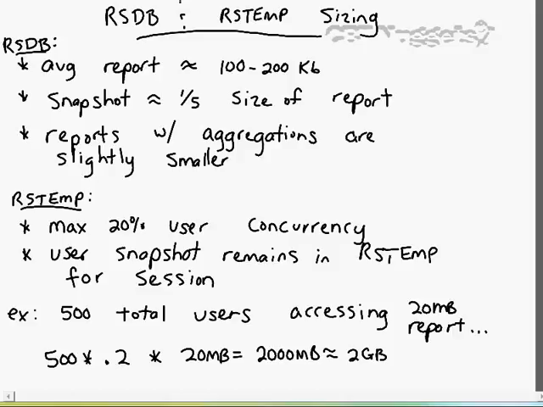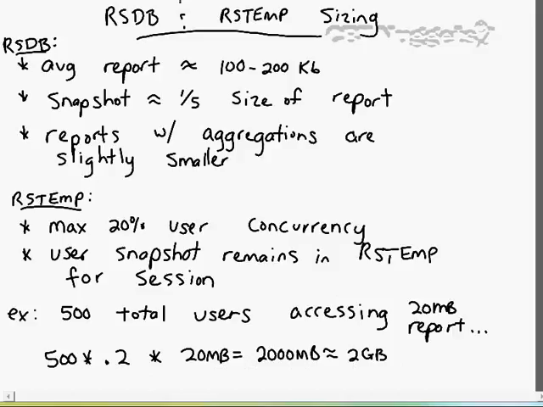So let's take a look at this one example. Let's make an assumption that we have 500 total users, and they're all trying to access a 20 megabyte report at some given time. So we take that 500 and we multiply it by 20%, or 0.2. And that 20 megabyte report, well, we multiply that by 20 megs here, and what we get is about 2,000 megabytes or 2 gigs. So what you want to take into account here is how many reports you have, how large those reports are, and what the concurrency is going to be for report access of all those users.